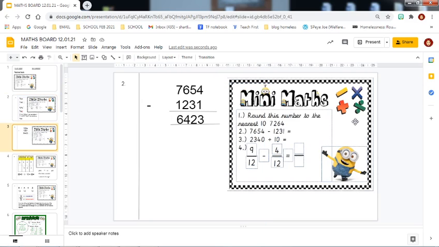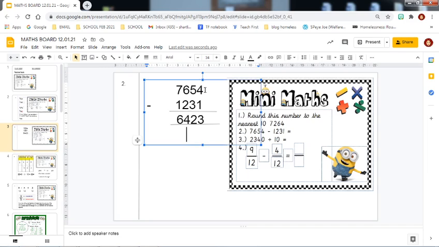Number 2, 7,654 subtract 1,231. I have used the column method to show my maths thinking, and now I'm going to talk through it. 4 ones subtract 1 ones equals 3 ones. 5 tens subtract 3 tens equals 2 tens. 600 subtract 200 equals 400. 7,000 subtract 1,000 equals 6,000.